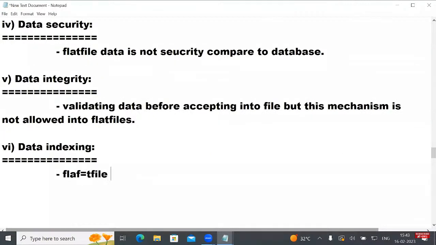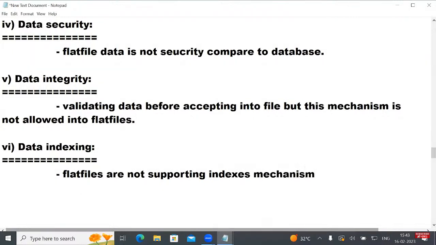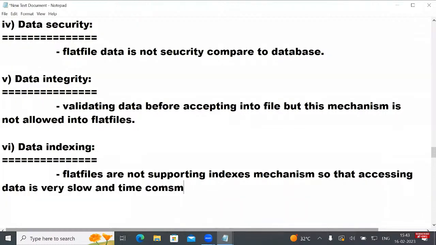So flat files are not supporting an indexes mechanism, so that accessing data is very slow and time consuming.